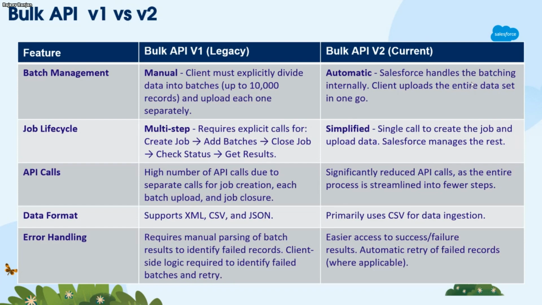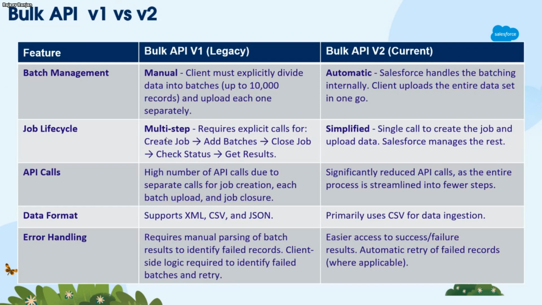When you have these multiple steps in the job life cycle, it means you are calling a number of APIs behind the scenes. Although the wrapper of these operations is ours, internally we are calling the Salesforce API, so it increases the API calls in the case of API v1, the legacy. But in Bulk API v2 we reduce these three calls into one call. In short, we streamline this process.